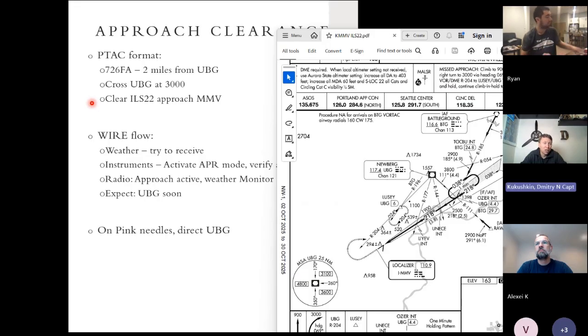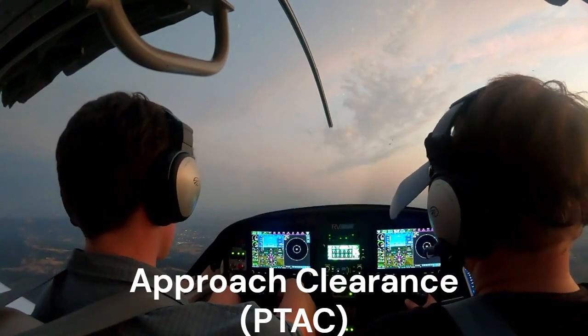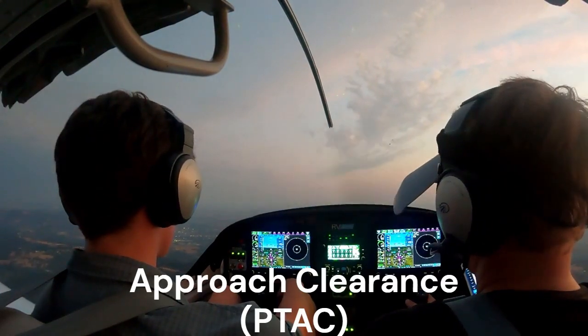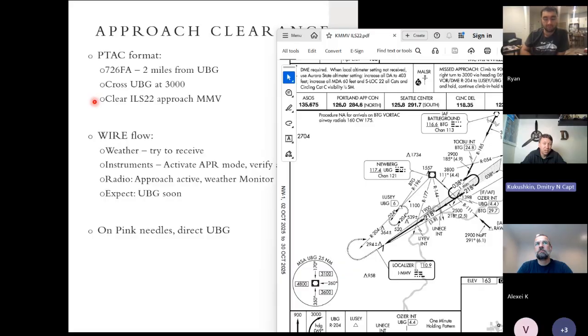Make sure you are, again, on the same page. Cross Newburgh at 3,000, that's your turn, direct Newburgh, and your altitude, 3,000. And cleared ILS 22 approach McMinnville. That's your clearance. 6 Foxtrot Alpha, 2 miles from Newburgh, cross Newburgh at 3,000, cleared ILS 22 approach McMinnville. At this moment, you go in a 650 and you activate approach mode, because from here on you're cleared to fly the approach plate, and it is now your responsibility to fly the altitudes posted.